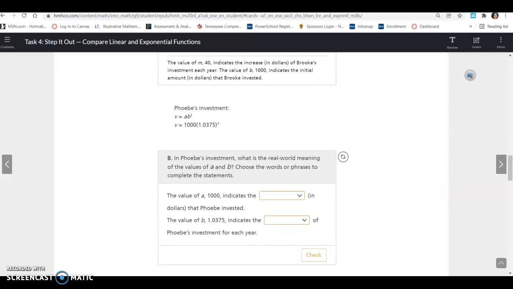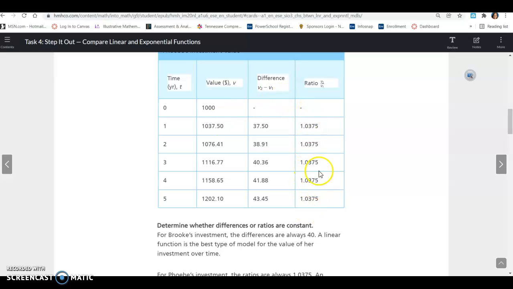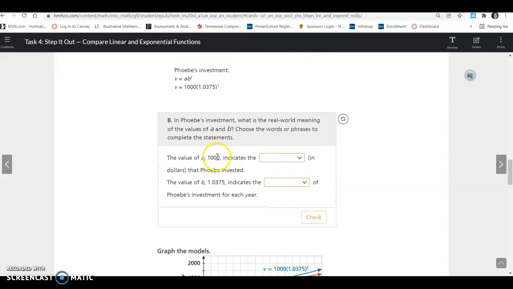All right, Phoebe invests. V equals a times b to the t power. This is your exponential function. It's the same as y equals a times b to the x power. We're just using t for time and V for the value. Just changing up the variables a little bit doesn't change the equation. So a is your initial amount, 1,000, and then 1.0375, that's the rate of increase. You can see that's the ratio given here. When the difference is not the same, it has a common ratio. So this would be 1 plus your interest rate.